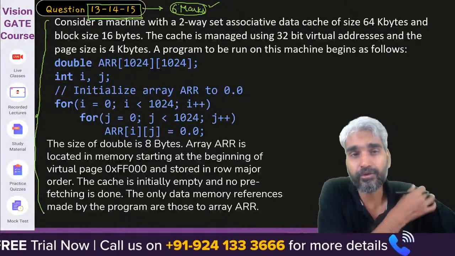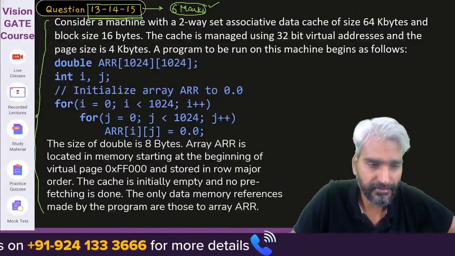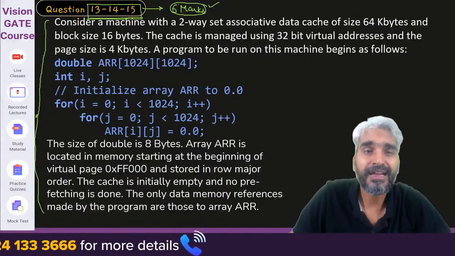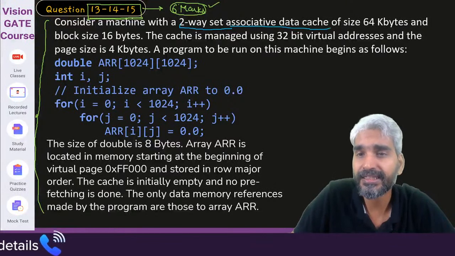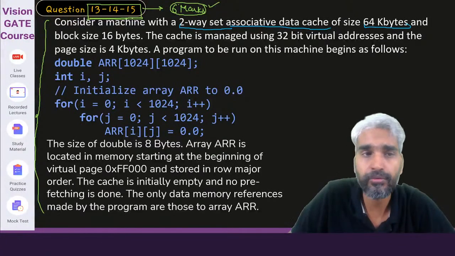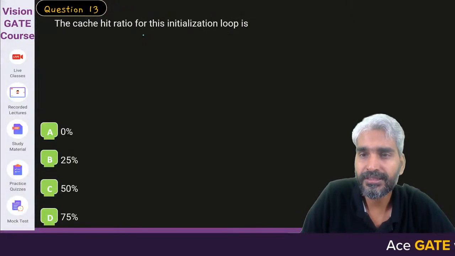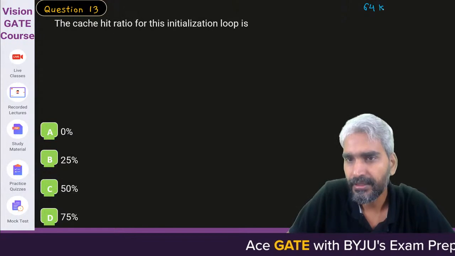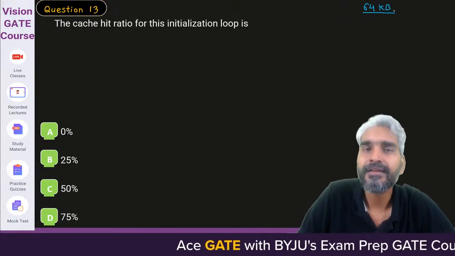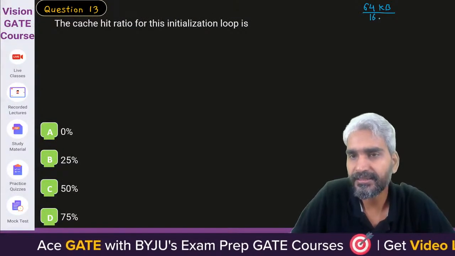So let's look at the question, and this is a very good question. Let's start. Consider a machine with a two-way set associative data cache of size 64 kilobytes and block size 16 bytes. So I will note a few things here, we will require them. 64 kilobytes is the cache size and 16 bytes is the block size.